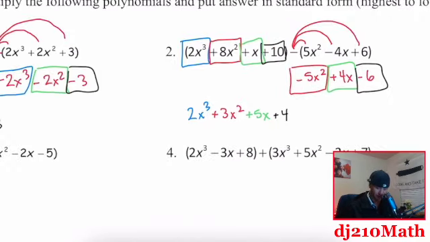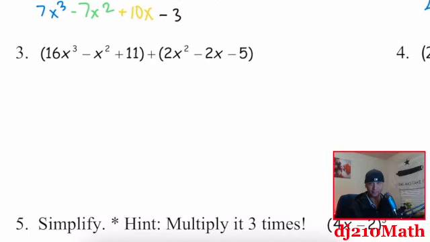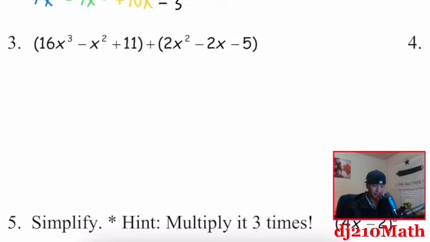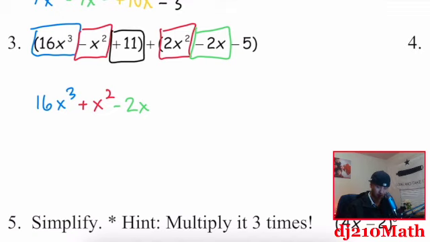Okay. 3 and 4 are the same way. So we're adding, so it's even easier. There's no need to distribute. So we're just combining like terms from the jump. So this is going to be 1x cubed term. So 16x cubed, x squared, 2 minus 1. One x term, 11 minus 5, 6.